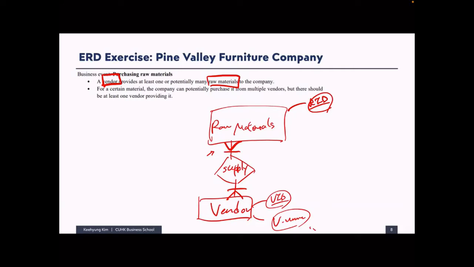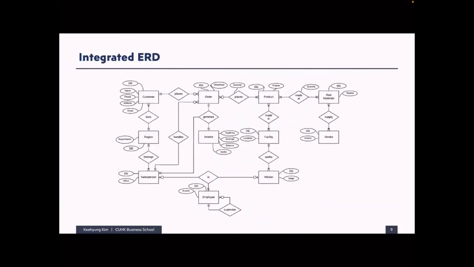The next step will be combining them together like this. Between different diagrams, there are some common entities appearing multiple times. Something like raw materials here was in one business event, and here it was in another business event like this. Then we can combine them together to create the integrated ER diagram. So this is the full picture of what they want to design as a database system.